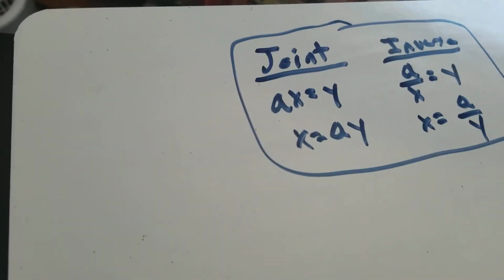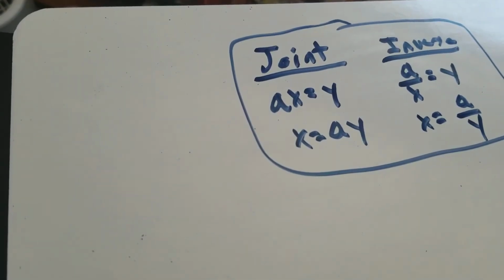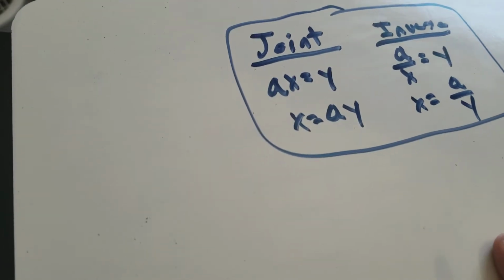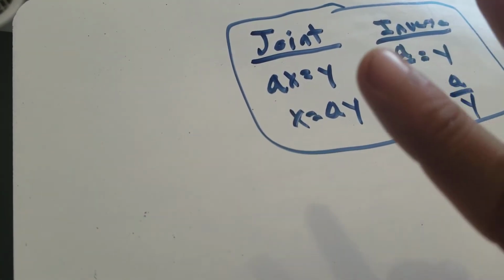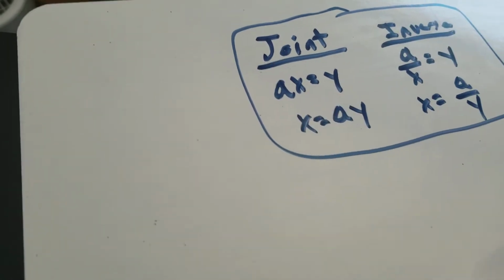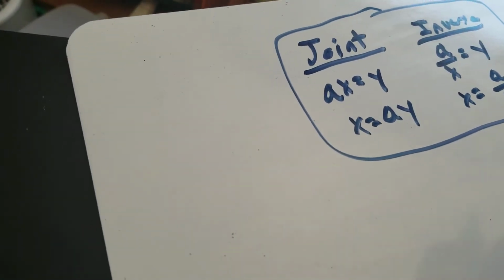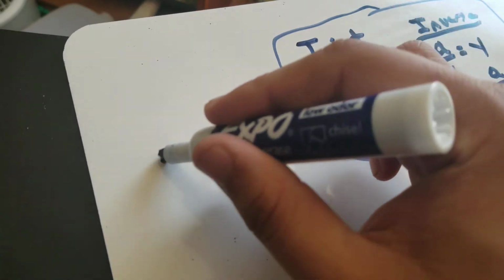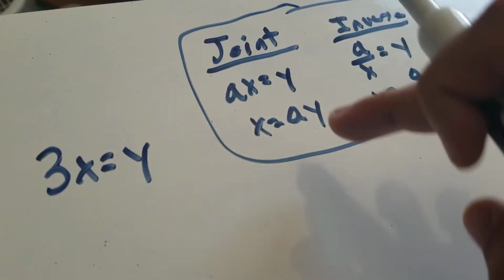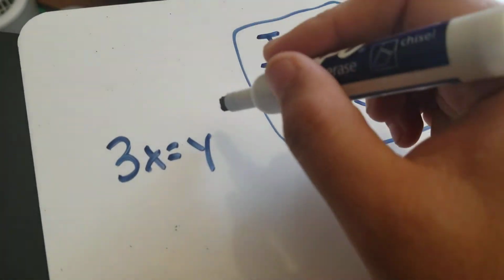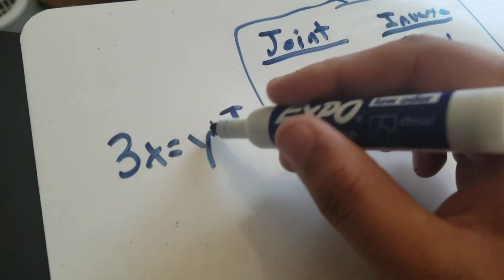Okay, so there's going to be two types of problems here. First off, you're going to tell me from the information I give you, is it a joint, is it an inverse, or is it a neither? And I have to show you what a neither is also. So I'm going to show you a very basic joint. 3x equals y. Let's look at that. Well, that looks like this. So that's a joint right here. So that's J for joint, okay?